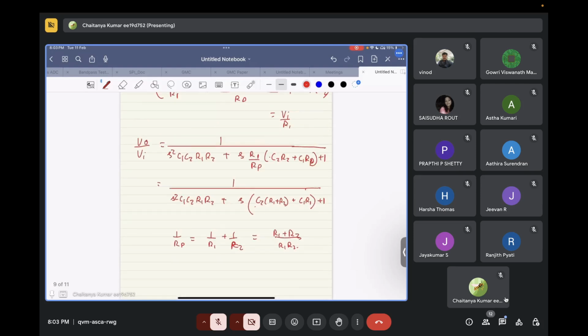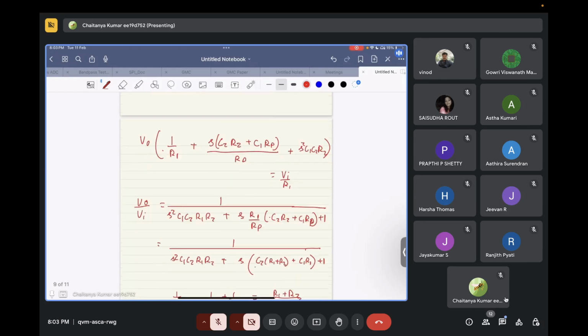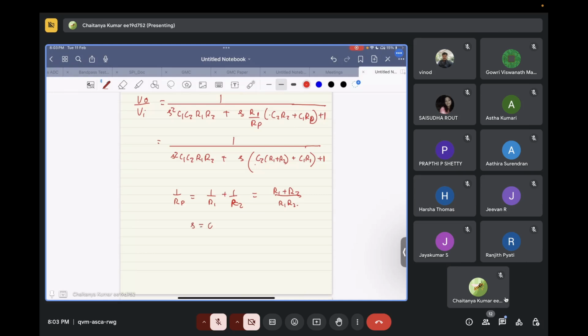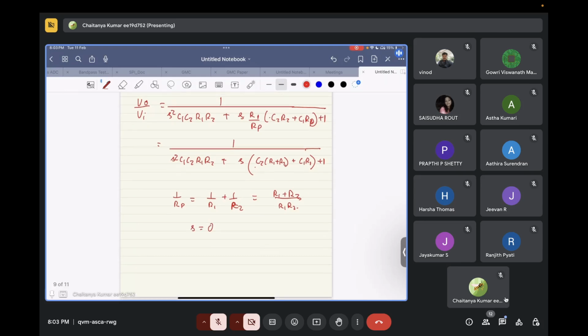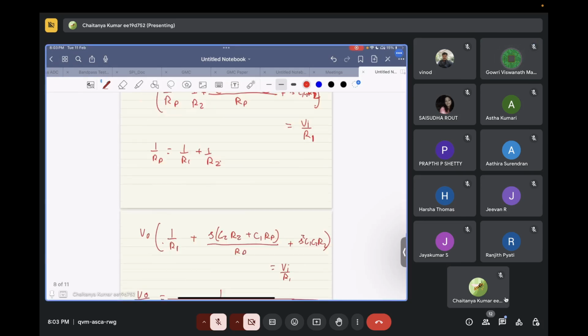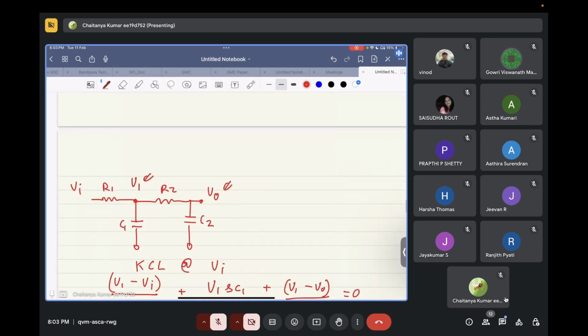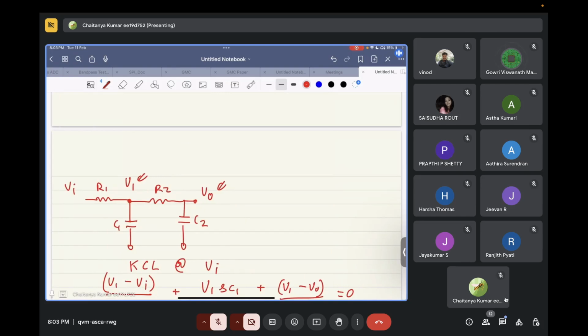let's try to verify whether whatever we have written is correct or not. How can we verify at s equal to 0? At s equal to 0, what will happen? The gain from input to output will be according to this equation. Maximum. Yeah, but what is that? 1.